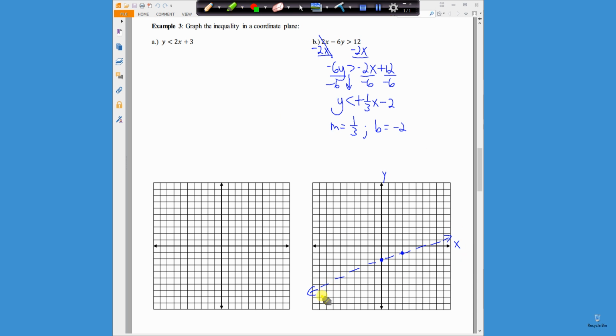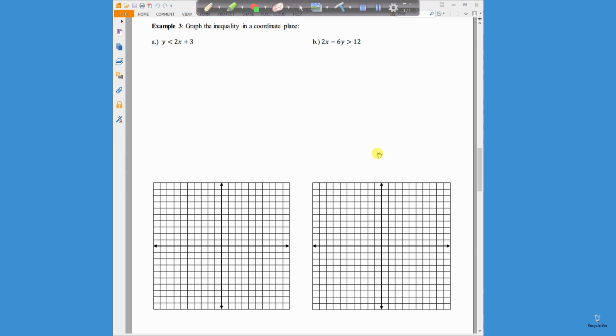Done. I don't have to test points because my equation is in slope-intercept form. Y is less than just means shade below. Simple, straightforward. So this region is the region of all the solutions, of all the points to this inequality.